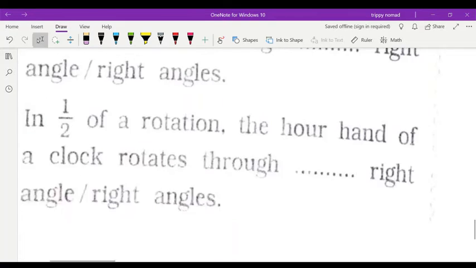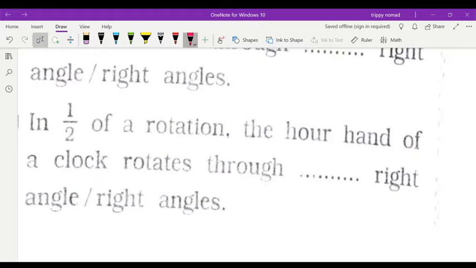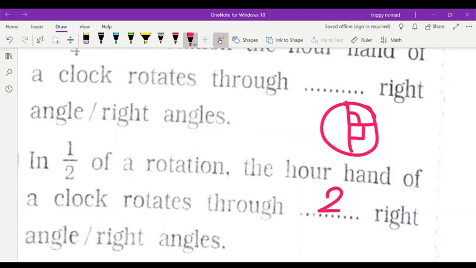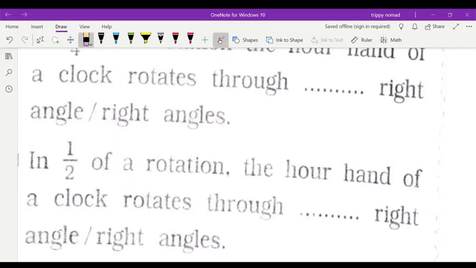So I am going to draw here, children. Here you see this is 1/4 and this is half. So how many 90-degree angles come? Two angles are coming, that means you have to write the answer 2 here, and in question 14 there will be 1. I hope you understood all these blanks.